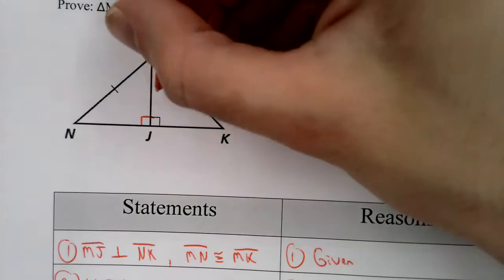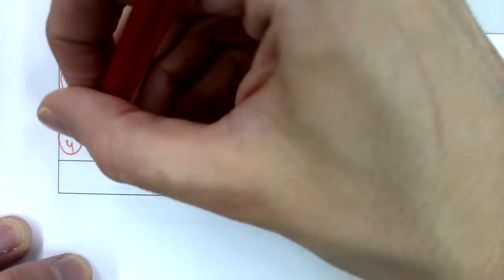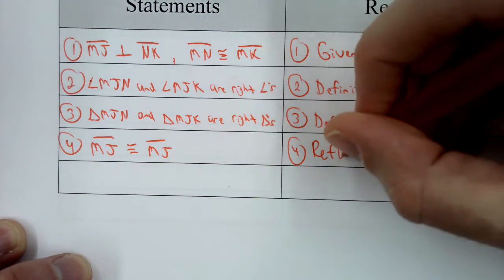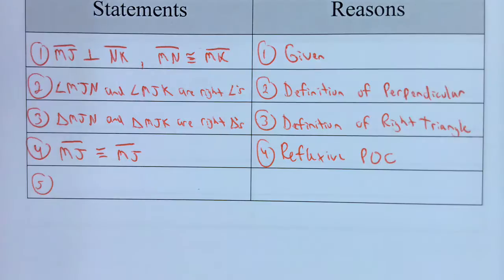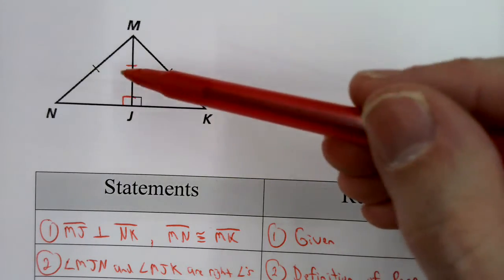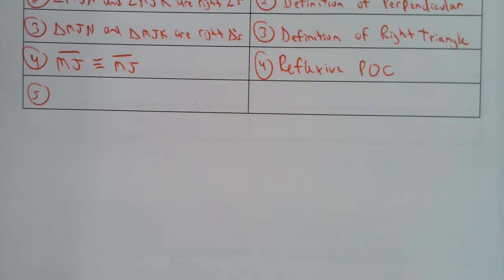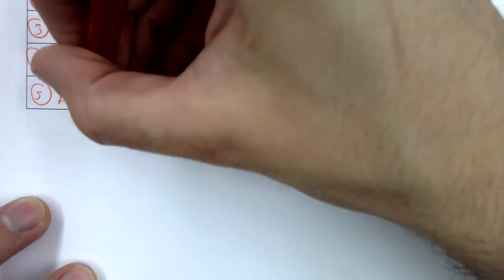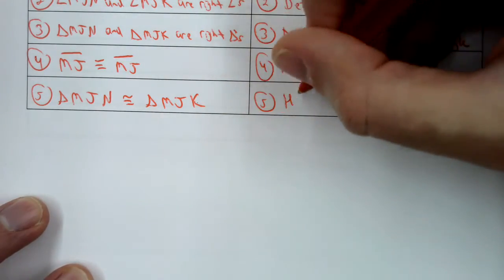Now we're going to use the reflexive property on this leg that they have in common. I'm going to say MJ is congruent to MJ. Reflexive property of congruence. And now we can say what we have to prove because we have the right angles and therefore the right triangles. We have hypotenuse, leg, hypotenuse, leg. So triangle MJN is congruent to triangle MJK by hypotenuse leg, HL.